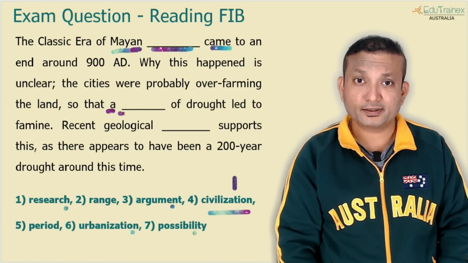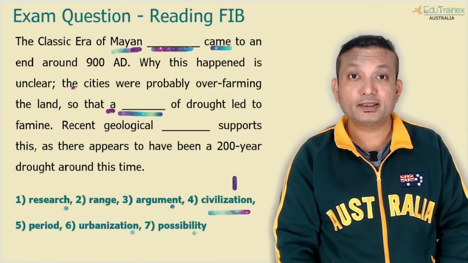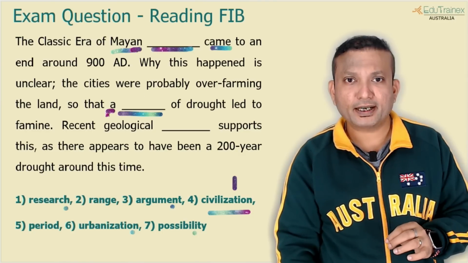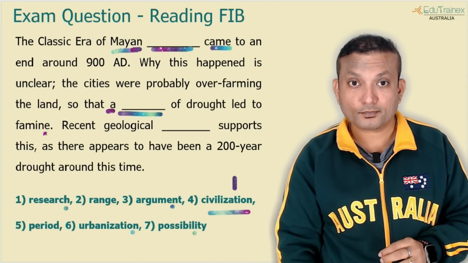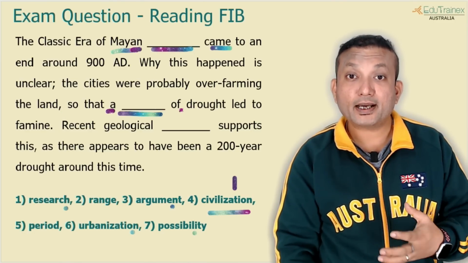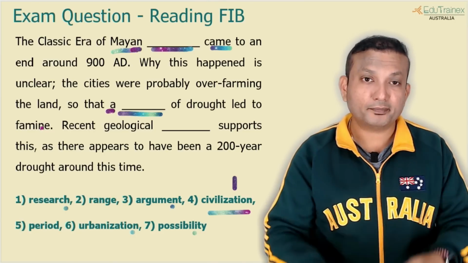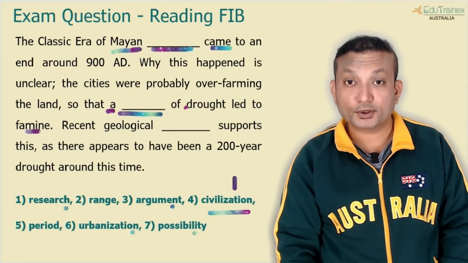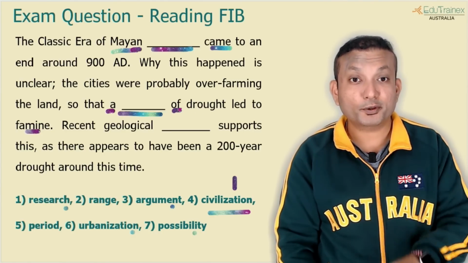What will come after this? Again, after an article, a noun will come. So read the sentence. Why this happened is unclear. The cities were probably over farming the land so that a dash of drought led to famine. So they were over farming, and a dash of drought led to famine. Famine means drought, all those sort of things. So what happens? A duration of something. A duration of. That's how preposition-based collocation will work.